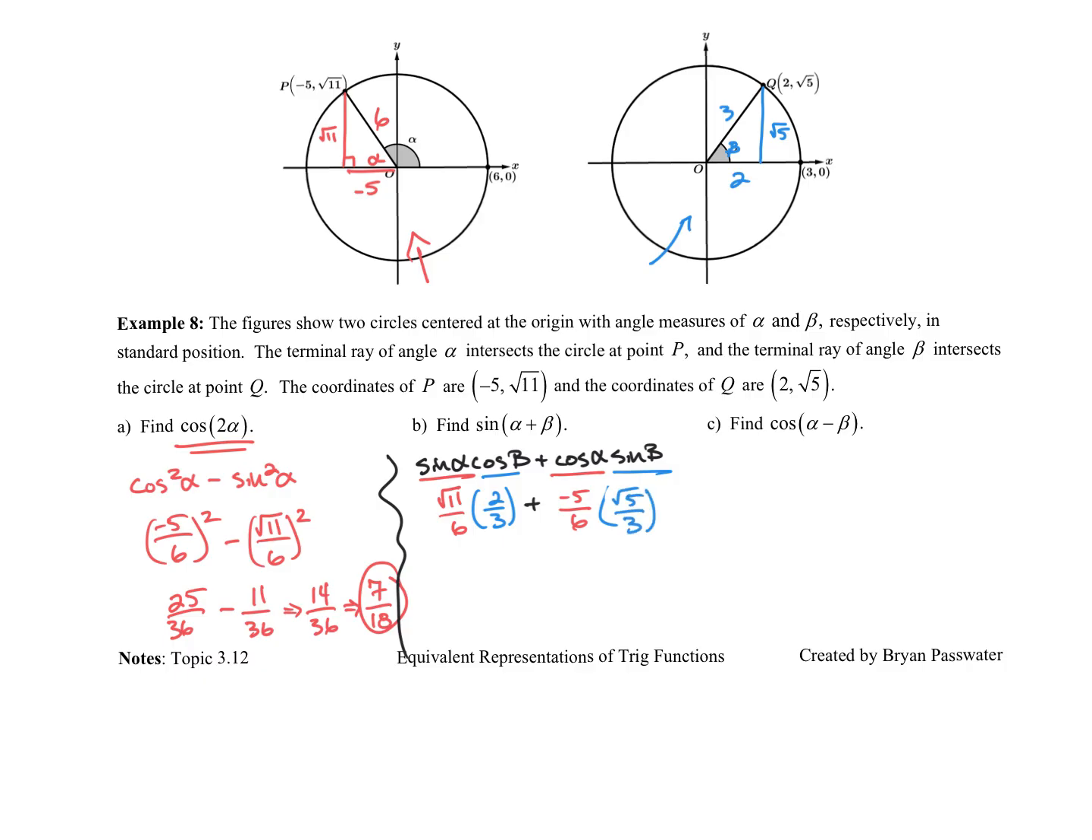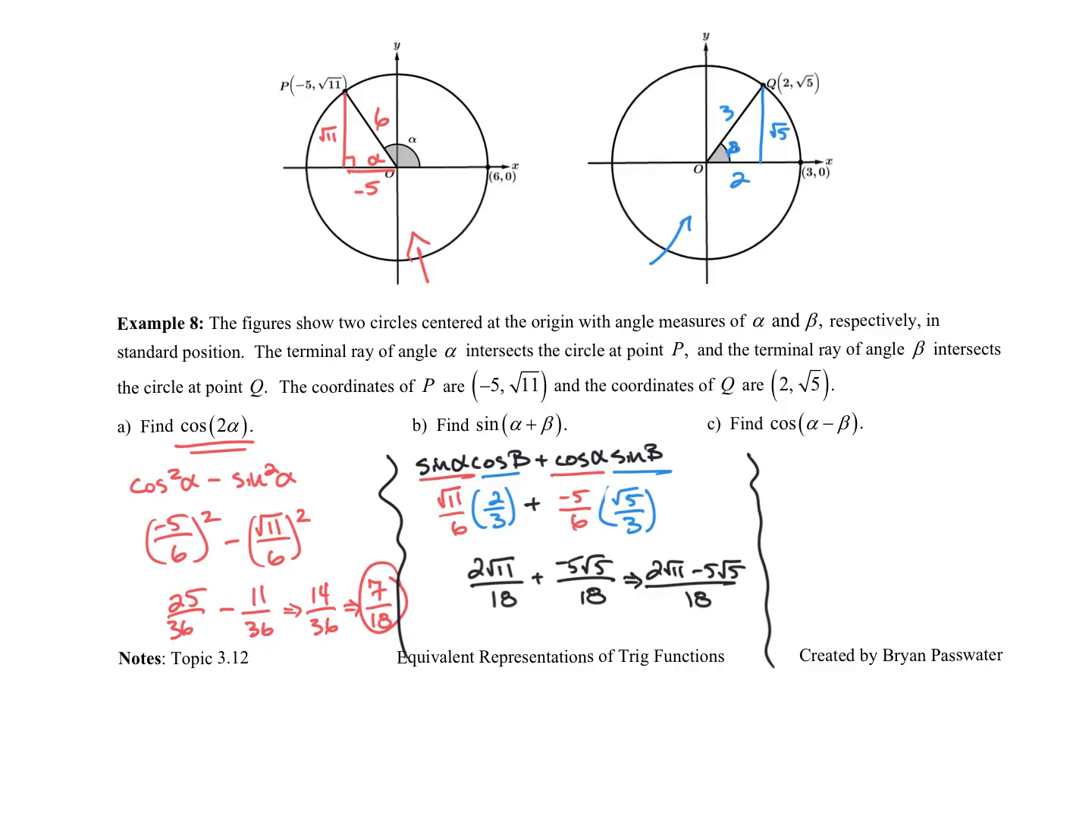All right, so now let's do a little bit of math. Square root 11 times 2 is just what? 2 square root 11. And then 3 times 6 is 18, plus negative 5 times square root 5 is just negative 5 square root 5 over 18. So again, it gave us a common denominator, so we're going to go one more step. And so now we'd end up with 2 square root 11 minus 5 square root 5 all over 18. All right, now let's look at part C.